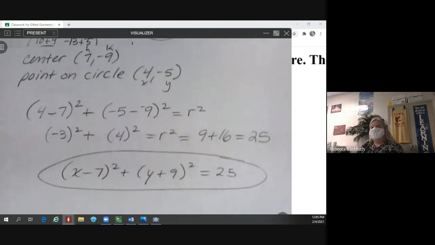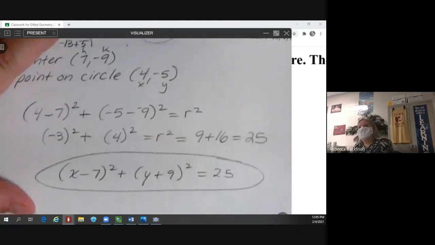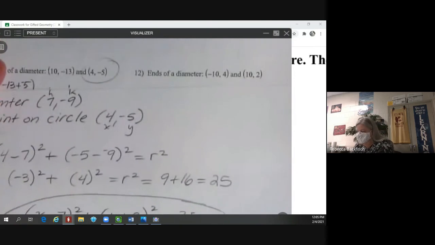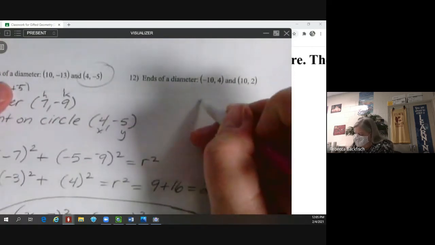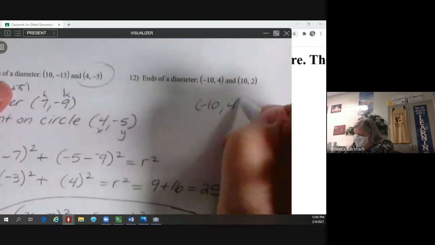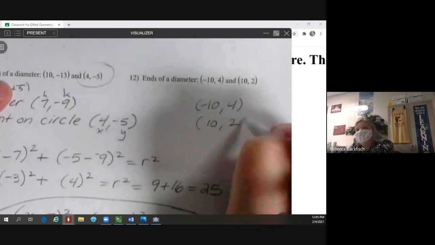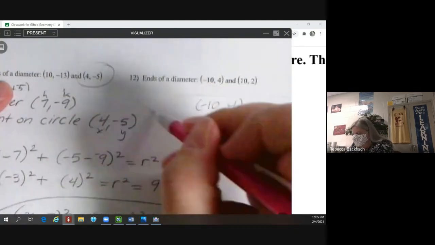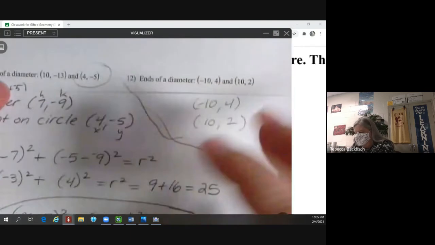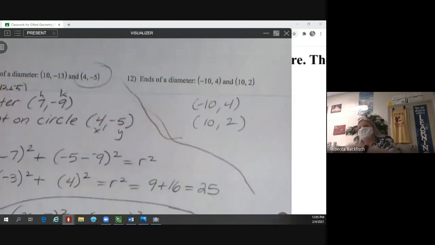Questions on what I did there? You've got to start by finding the center, and then you just plug everything in to find r squared. Let me let you try the next one. The ends of a diameter are (-10, 4) and (10, 2). That's number 12 here. Go ahead and try that one.